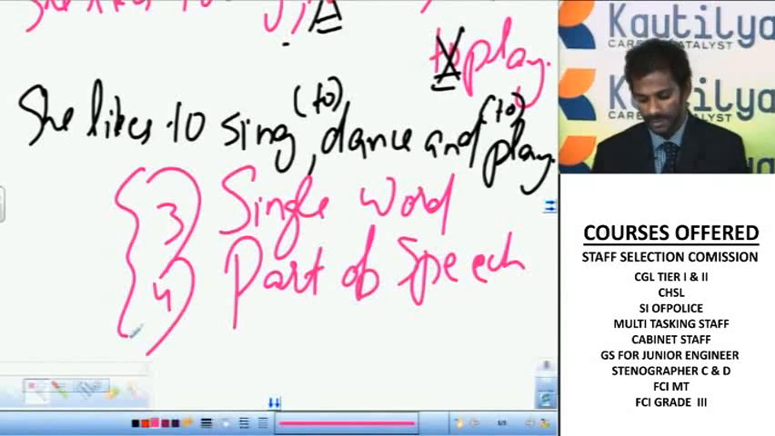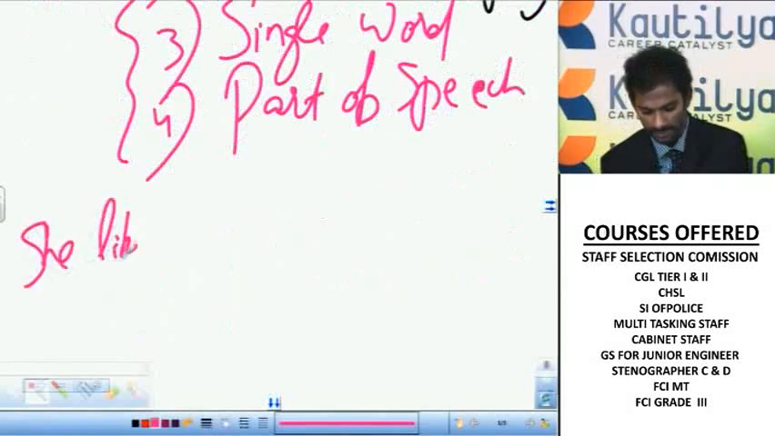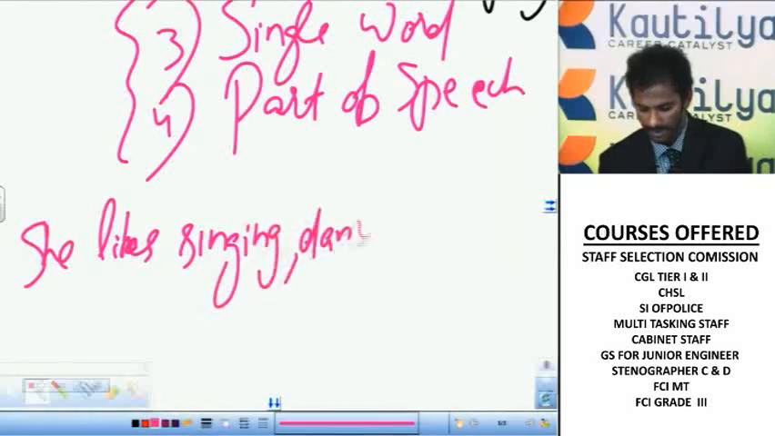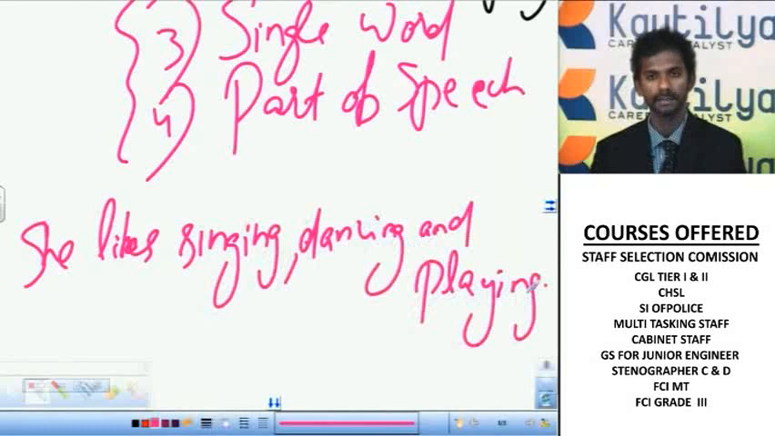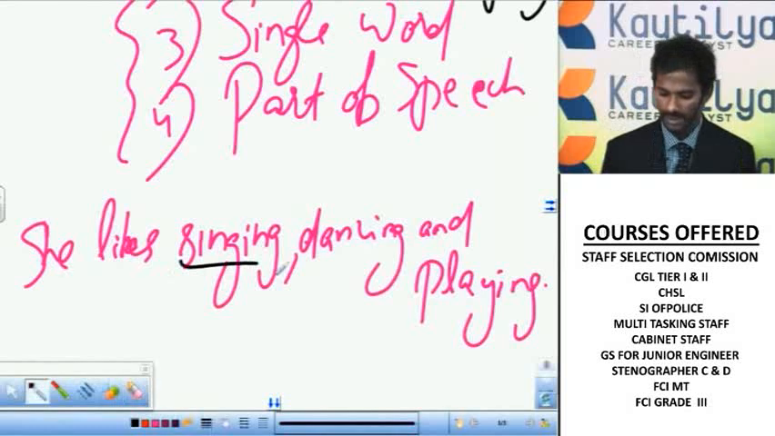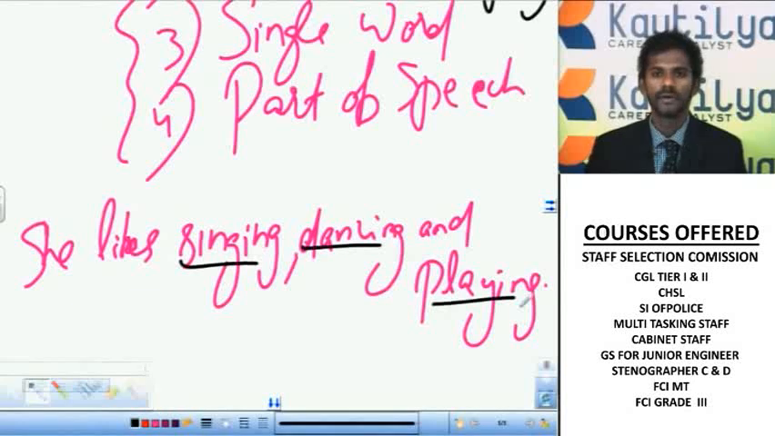Clear? I write the same sentence. She likes singing, dancing and playing. Now there are three ideas in this sentence. First idea is singing, second idea is dancing, third idea is playing. Singing is a single word, right? So the first idea is a single word, so the other ideas must also be single words.